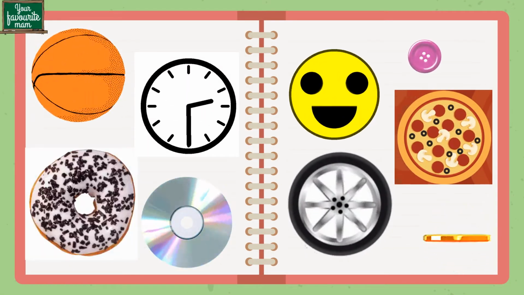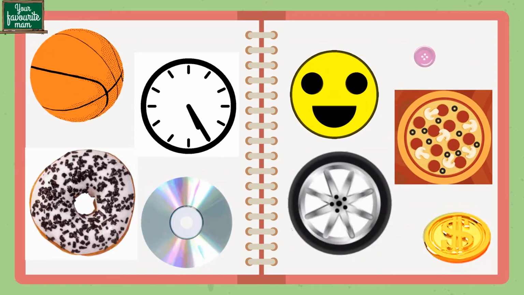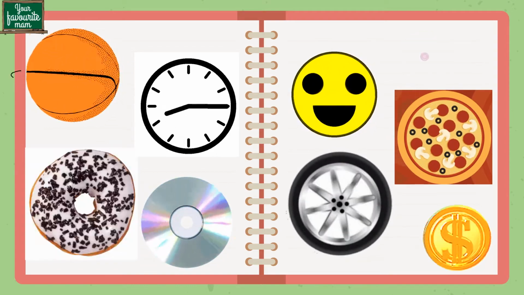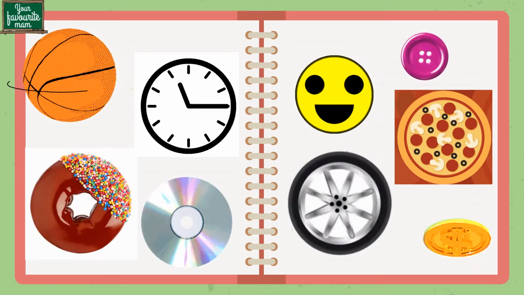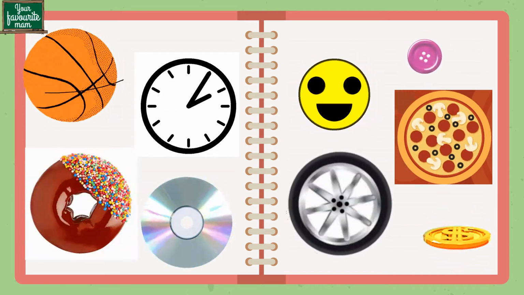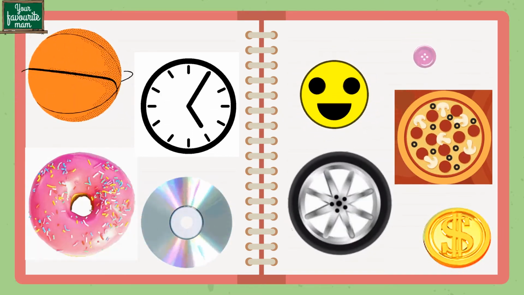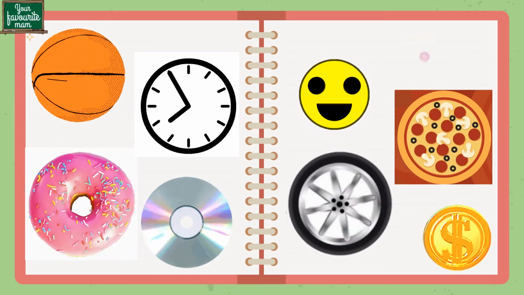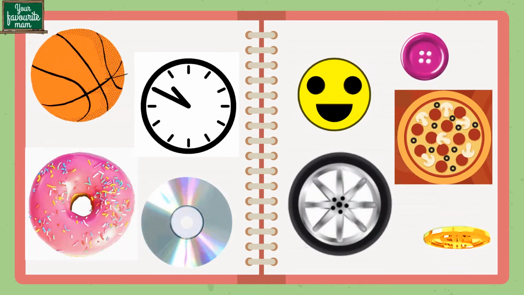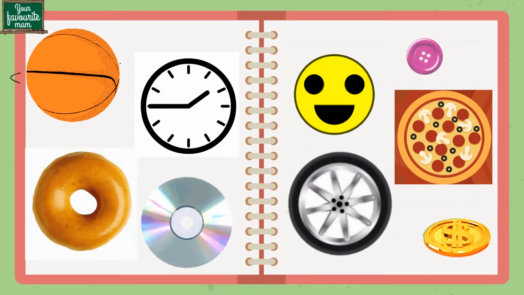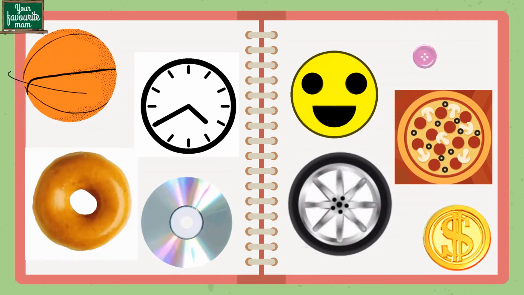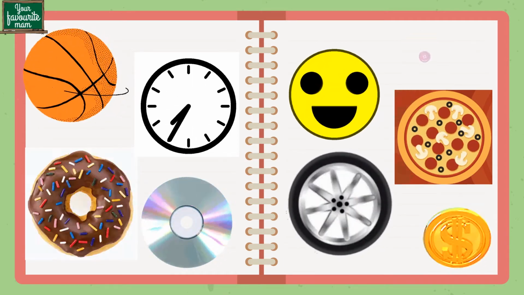So there are a lot of things that we come across in our daily lives, like a button or a donut, or maybe the pizza that you had yesterday, or a basketball. But do you know what's common between them? Yes, they're all circular in shape. But do you know what is a circle?